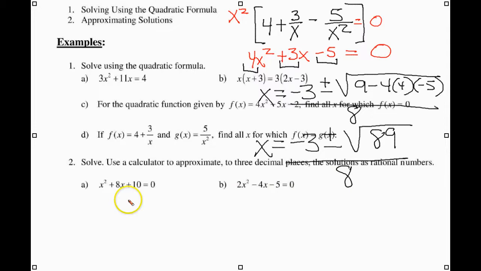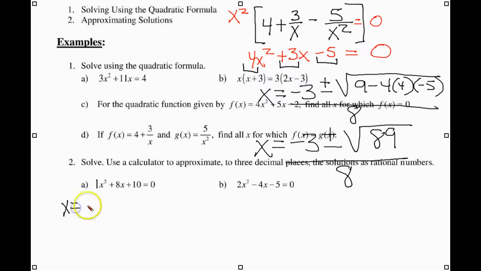Okay, now on this next one, they're asking us to use a calculator to approximate to 3 decimal places. Now, actually, I have a calculator that solves the quadratic formula. I can just put in there my A term, my B term, and my C term. I hit enter, and it gives me an answer. But I'm assuming what they want you to do here is to put it in this way.